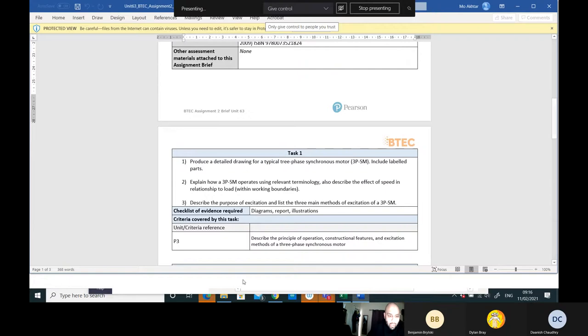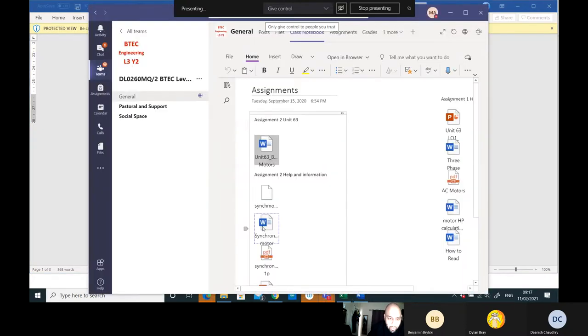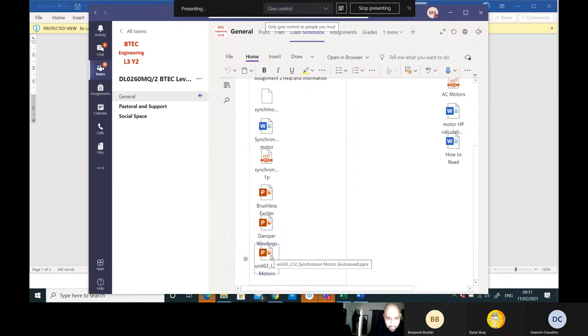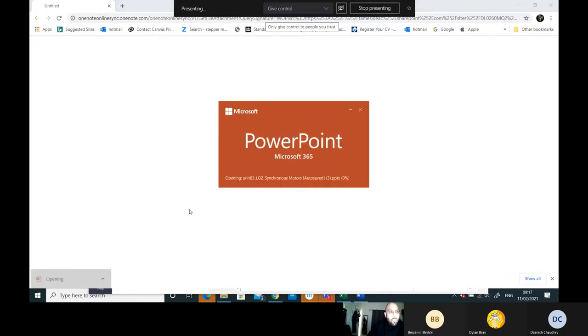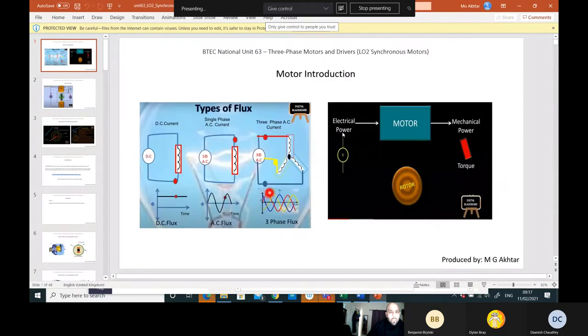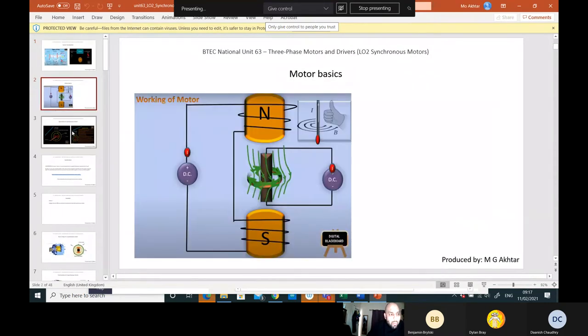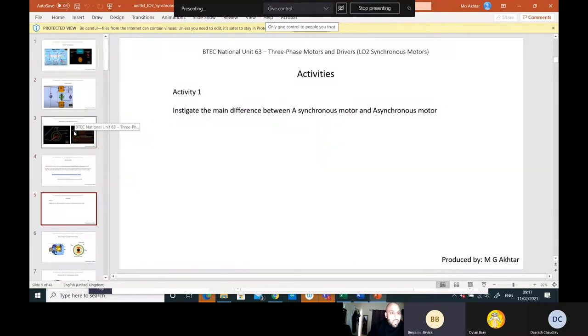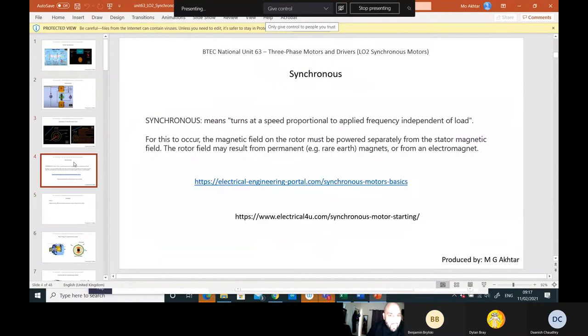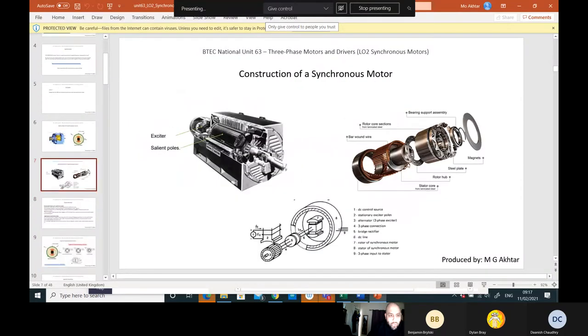Include labeled parts. Now I'm going to open up a PowerPoint presentation, because this is actually also on the PowerPoint presentation. So I'm going to open up the ones that we normally use in lesson time. All right. Can you all see a PowerPoint presentation? Yeah. Okay. Now you should be familiar with this. This is only for synchronous motors, okay? And it's got all the information you need. It's got your synchronous motor, all the parts with the full labels as well.